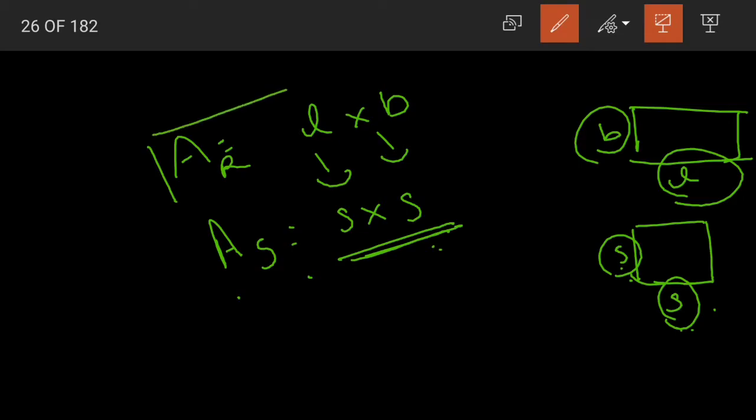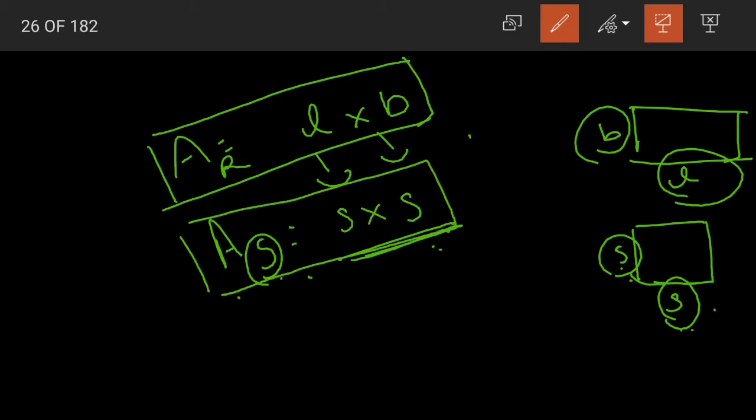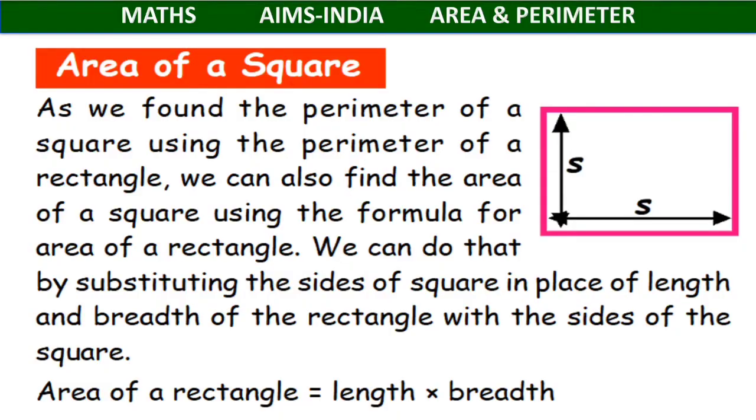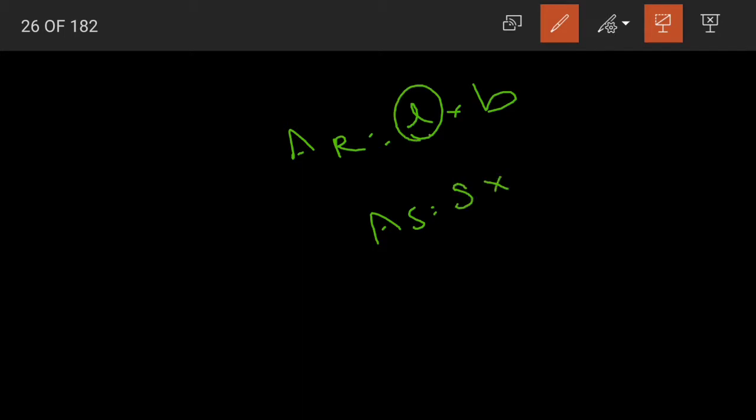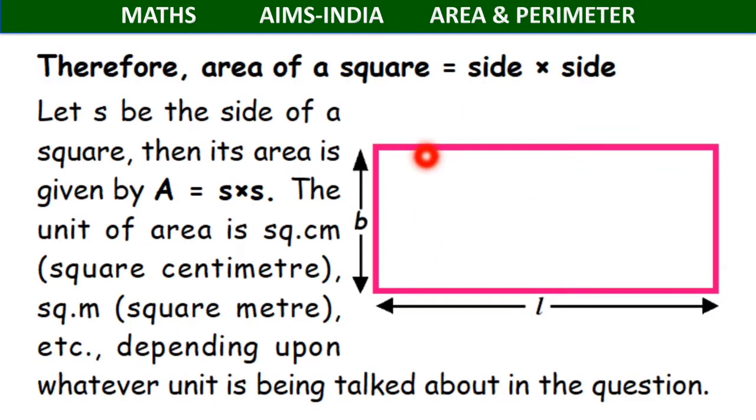Understood, children? Area of rectangle is length into breadth. As for a square, all the lengths and breadths are equal. Area of a square is equal to side into side. What did we do? We simply substituted. Area of rectangle was L into B. Substituting means instead of L we are writing S, instead of B we are writing S. To find out the area of a square, we have substituted L and B by S, that is the side of a square. Therefore, the area of a square is equal to side into side.